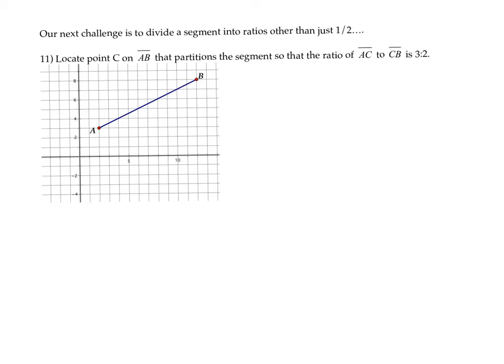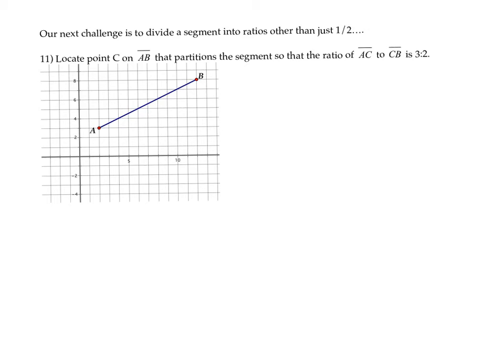Okay, so when we find a midpoint, we're dividing a segment into just two equal parts. So the two parts have a 1-to-1 ratio. Each part has the same length. In number 11 and the rest of the problems, we're going to be dividing the line segments into sections, into more sections than just two.